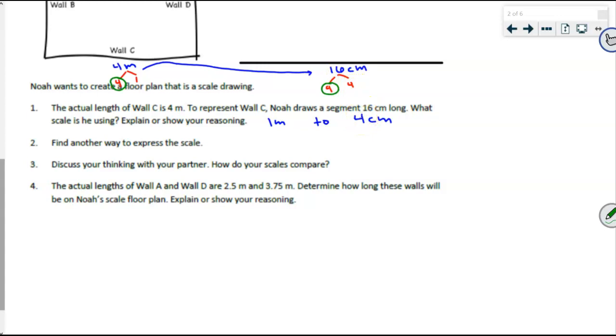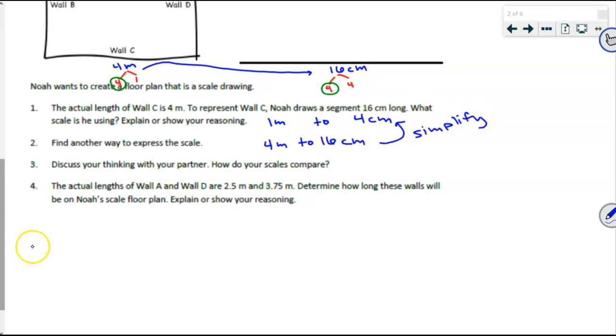That's exactly right. So again, we can see that this is related to that concept of scale factor, but we have to represent a scale in a scale drawing a little bit differently. We have to show in real life it's this, and we're representing it with this in our drawing. Find another way to express the scale. Actually, we just did that. Originally, we could have said 4 meters to 16 centimeters, but we can also simplify it, taking out the common factor, and we get 1 meter to 4 centimeters.